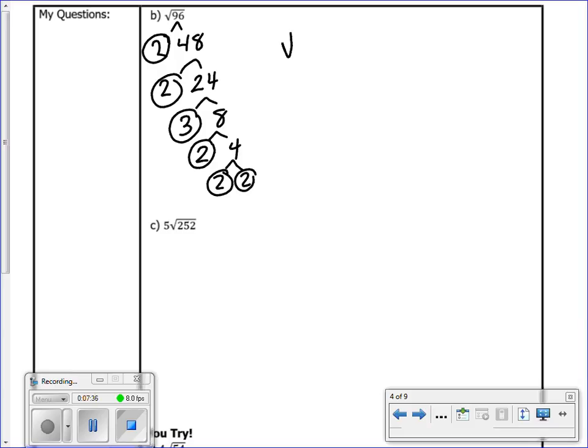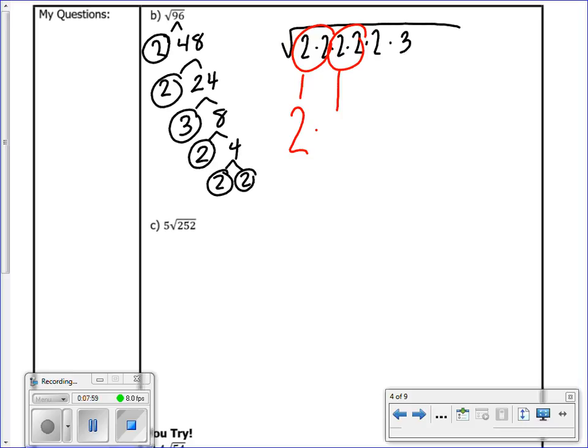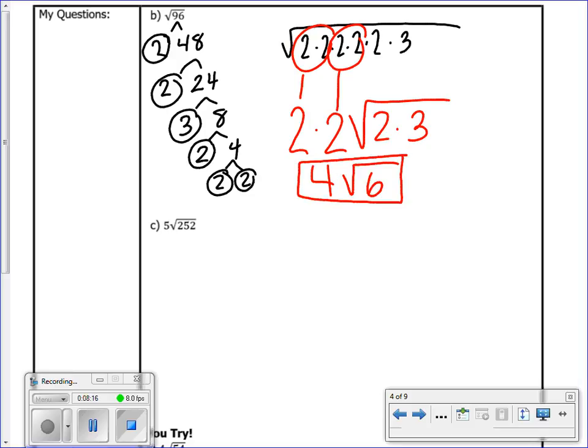So now I'm going to take my square root sign, and I'm going to put in all my prime numbers. I have 1, 2, 3, 4, 5 2s, and a 3. Again, you're looking for pairs or twins. I have one set, so they come out as a 2. I have another set, so they come out as a 2. And I don't have any more. I just have a 2 and a 3 left over on the inside. 2 times 2 is 4, square root. 2 times 3 is 6. So your final answer is 4 square root 6.